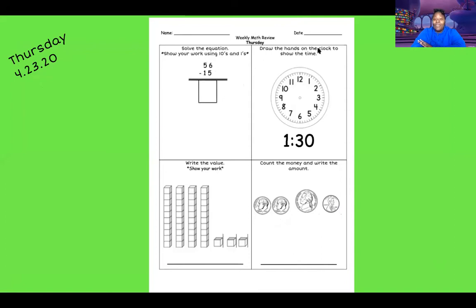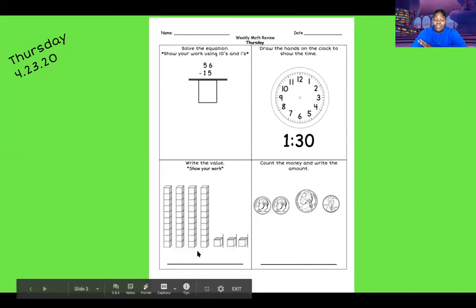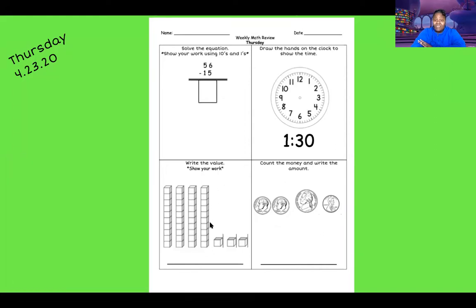Here, draw the hands on the clock to show the time. I want you to show me what 1:30 would look like on the clock. Here, count your tens and ones. Write the value. How much is this? And then here, count the money and write the amount. Okay? Show your work and do your best. Hit pause.